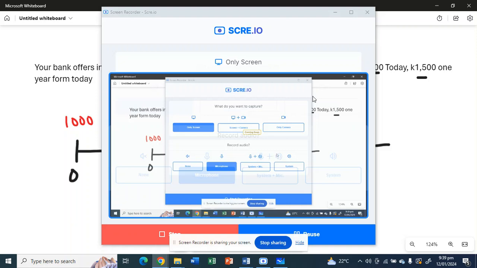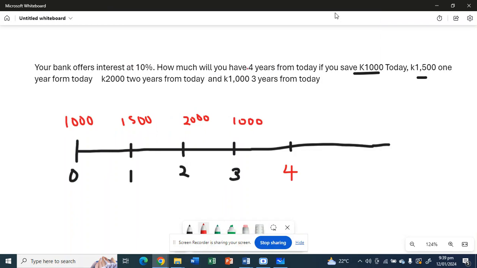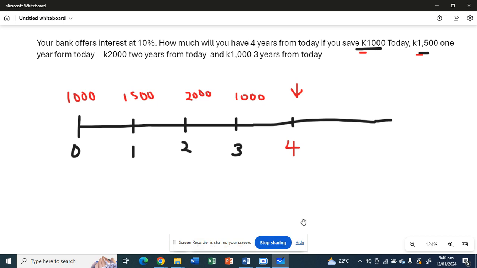Your bank offers interest at 10%. How much will you have 4 years from today if you save 1,000 kwacha today, 1,500 1 year from today, 2,000 2 years from today, and 1,000 3 years from today? So basically, we're trying to find the future values of each of these amounts that we save in year four, after 4 years. All right, so we're going to use the formula for the future value.